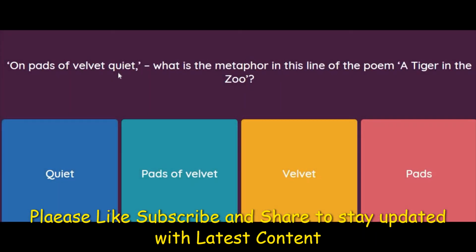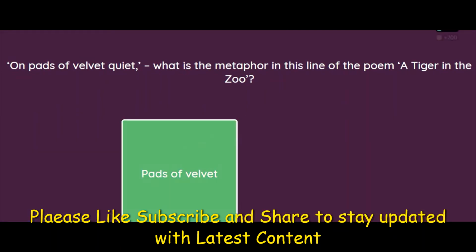On pads of velvet, quiet. What is the metaphor in the line of the poem A Tiger in the Zoo? Quiet, pads of velvet, velvet or pads. So children, I know we've already done this. So we know the metaphor used in the on pads of velvet is the pads of velvet. That's the correct answer.